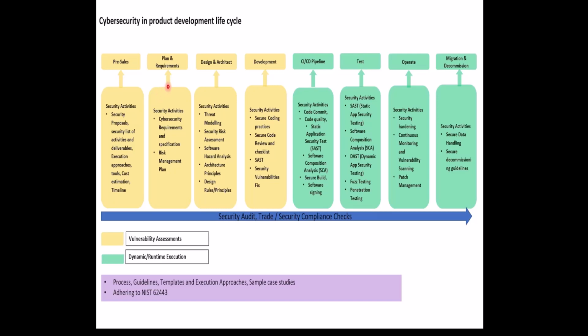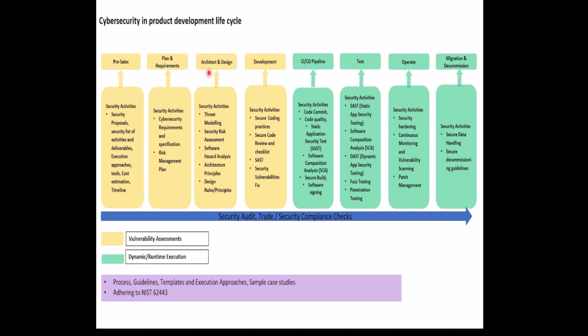Okay, next when we come to the plan and requirement phase, these are the security activities we need to consider: cybersecurity requirements or product security requirements, product security specification sheet, then risk management plan. These are all the activities we need to consider when we do the plan and requirement phase.